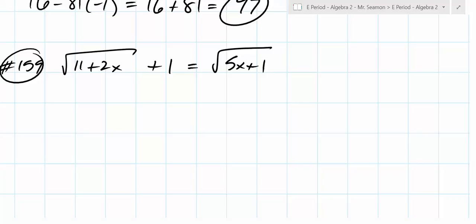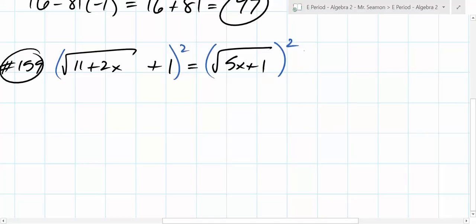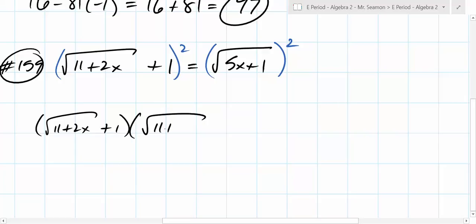You could subtract 1, or you could just leave it like it is, because I like positive things better than negative things. So what do you do at this point? Yeah, just square both sides. So the left side, remember, is the square root of 11 plus 2x plus 1 equals, and what does the right side become?